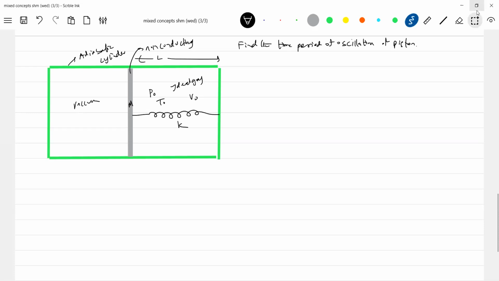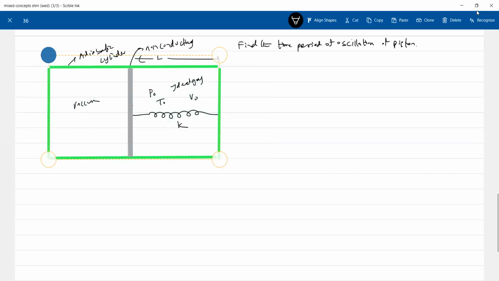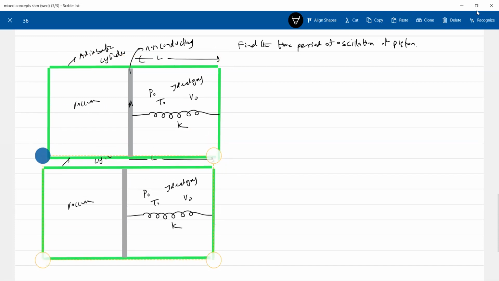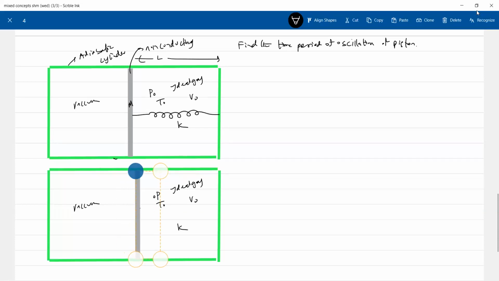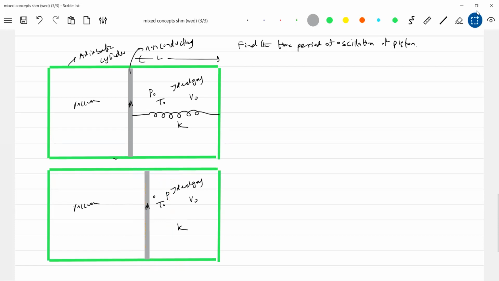Okay, what is the basic thing? We are going to slightly displace this and release. We have to get the time period of oscillation. I have moved it.